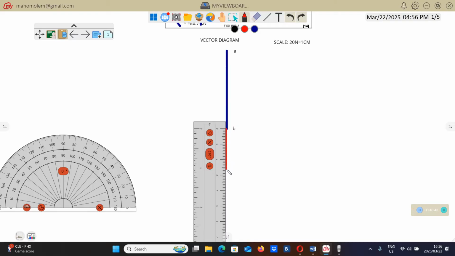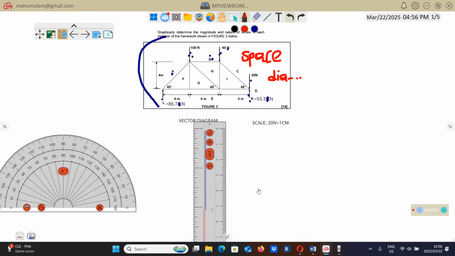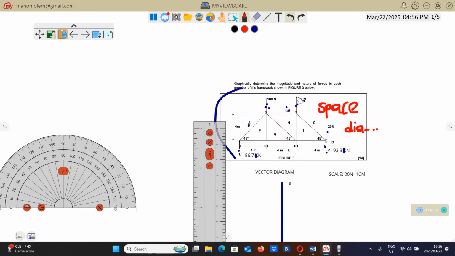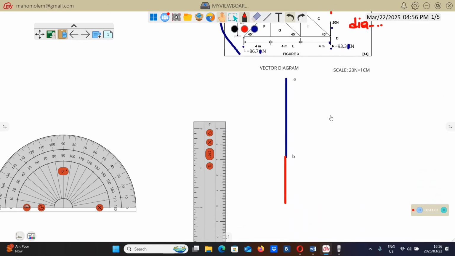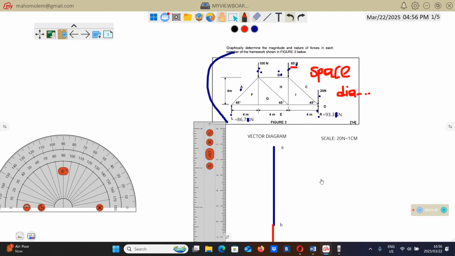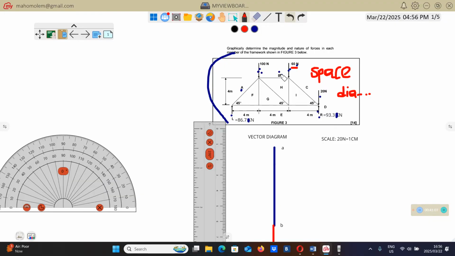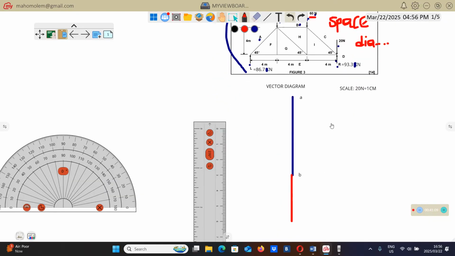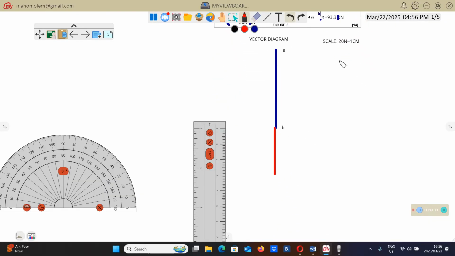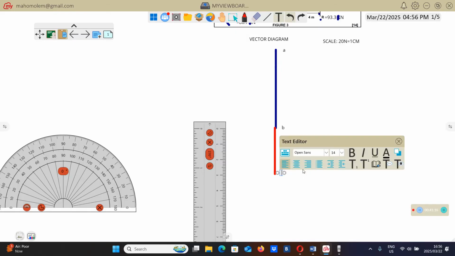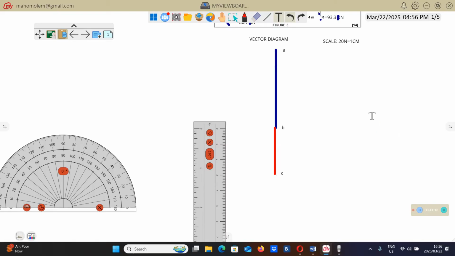Yeah, let's leave it like this. You draw 3 centimeters. That 3 centimeters will represent this force of 60. Then this force of 60 is between B and C. So this line that we've just drawn, which represents the 60, that 60 which is between B and C, we're going to call it BC. So this will be C.